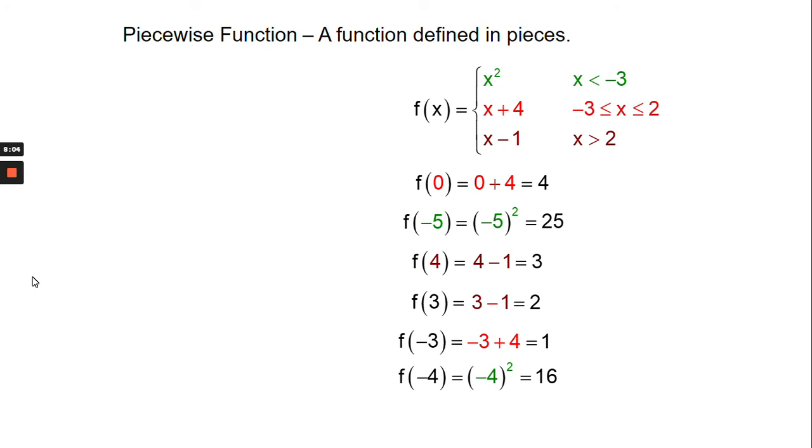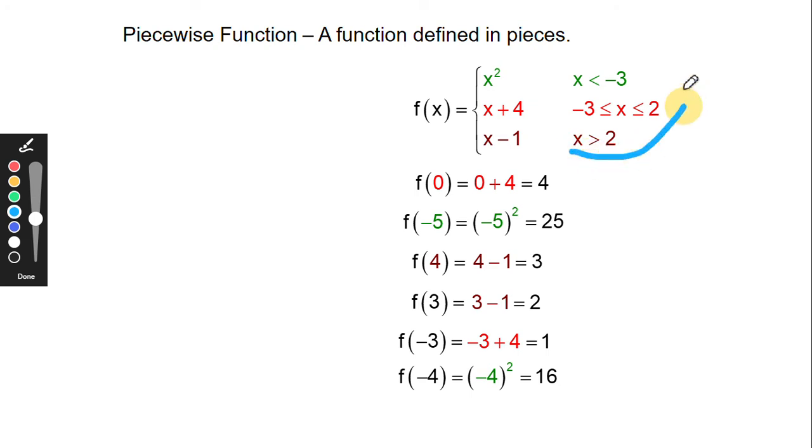Okay, so f of 3 has a value of 2. For this one, the only condition that gives us the freedom to use 3 is this inequality statement here, because 3 is greater than 2. Because of that we use this piece. So x minus 1 would become 3 minus 1, which is 2. So our answer is 2.